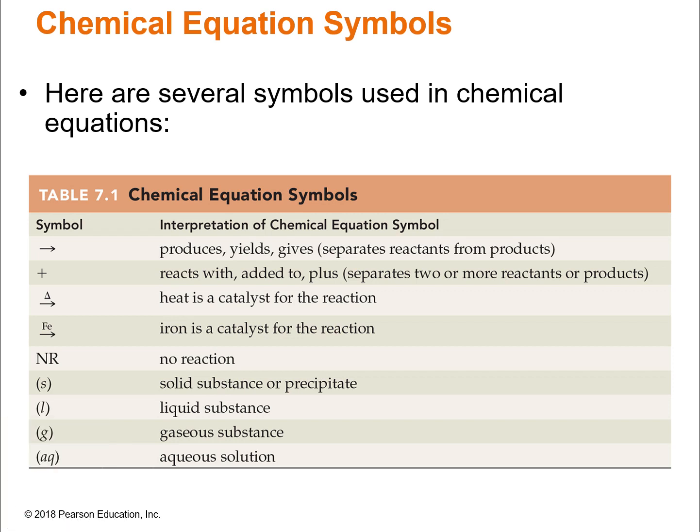Now I'm going to give you some information so that we can build up to writing chemical equations as words or written description. This table has chemical equation symbols that you will encounter. And I'll go over these a little bit so that you understand what they are. The first one is just an arrow. And you can read it or interpret it as saying produces, yields, gives. And you see that arrow between the reactants and the products.